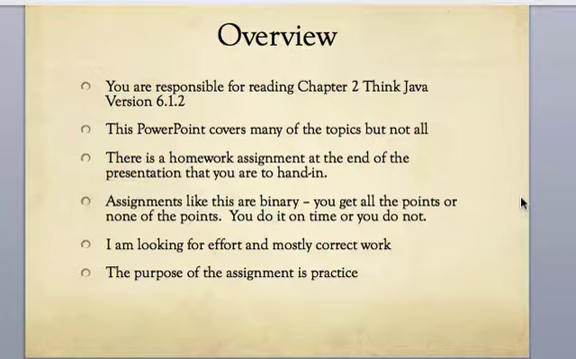The assignment is binary, that is, you get all the points or none of the points, and you should do it on time or not do it at all. The purpose of the assignment is for you to practice, and I'm looking for effort and not necessarily all correct work. The idea is hopefully you will do it as we go along, as opposed to waiting till the last minute and at the end of the semester handing a bunch of stuff in. So that's why it's on time or not at all.